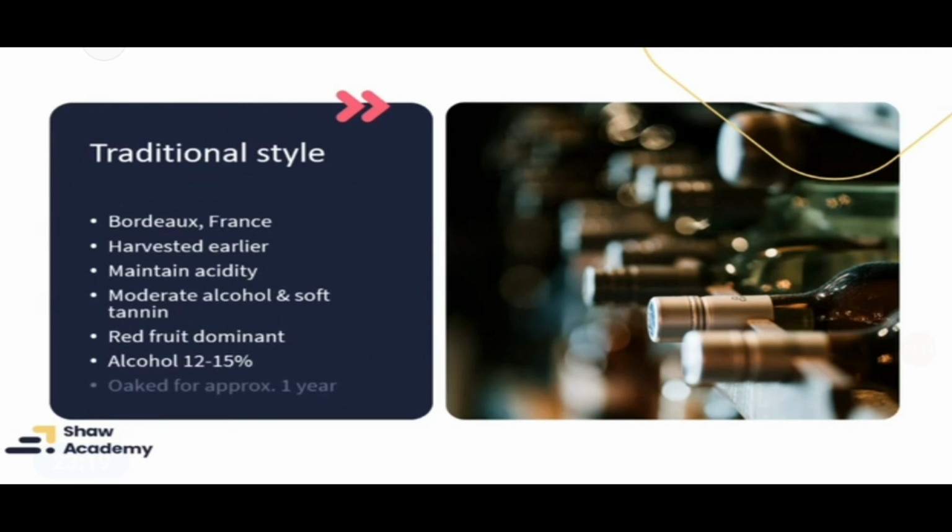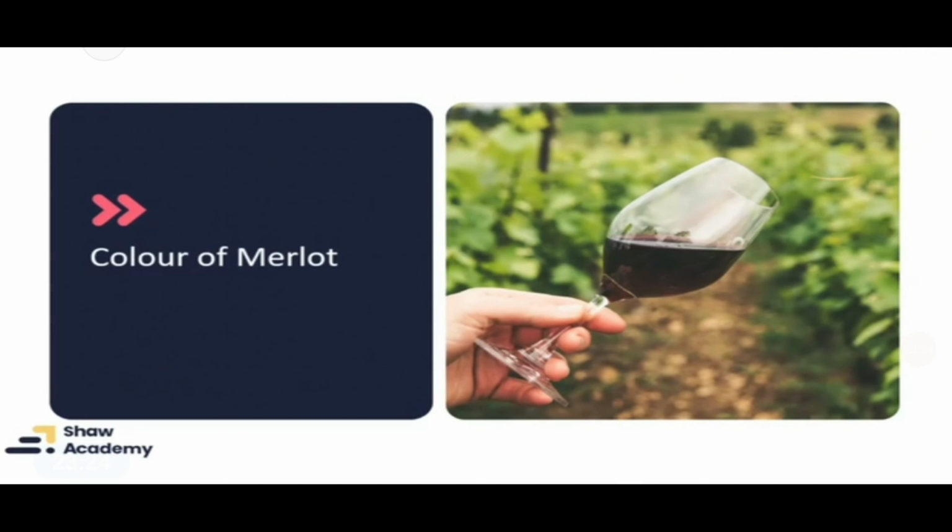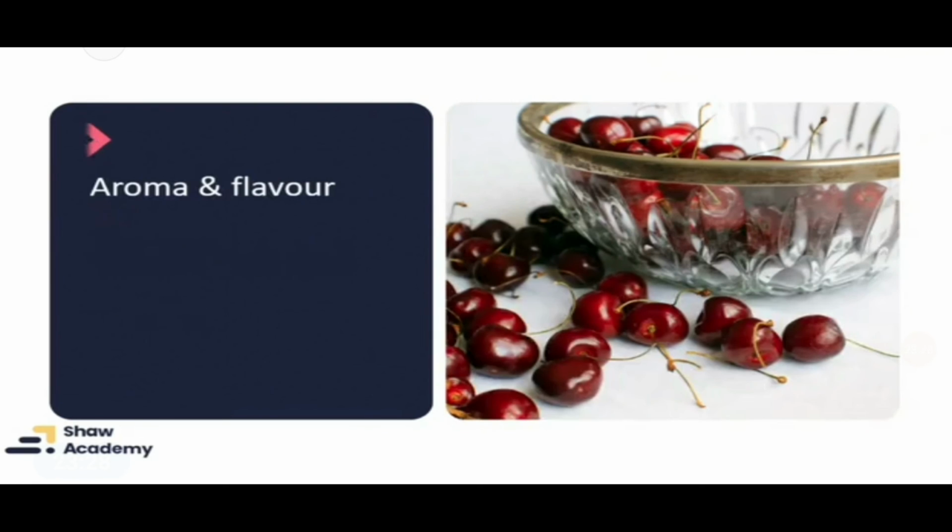The alcohol will vary between 12% and 15%, and these wines are normally oaked for approximately 1 year. When looking at the color of Merlot, you can expect a deep ruby red, and classic aromas and flavors that can be found in Merlot are once again dependent on the climate and the intended style.